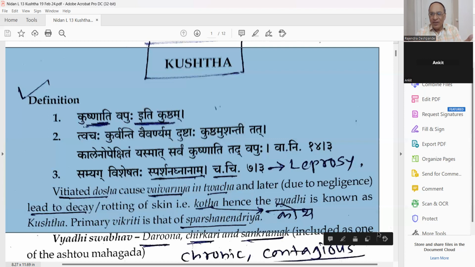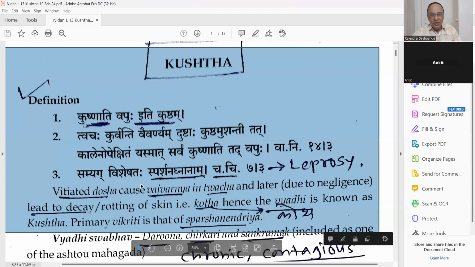It can be fungal infection. It can be leukoderma. It can be scabies. It can be eczema. It can be psoriasis. Everything is the Kushtha word in Ayurveda. Now there are different types that we are going to see.